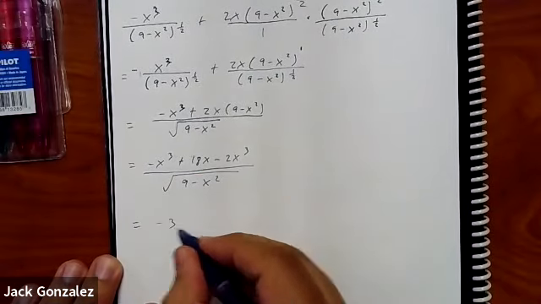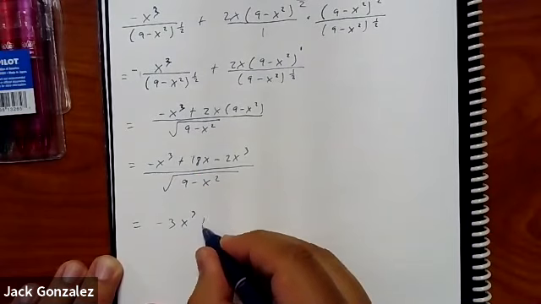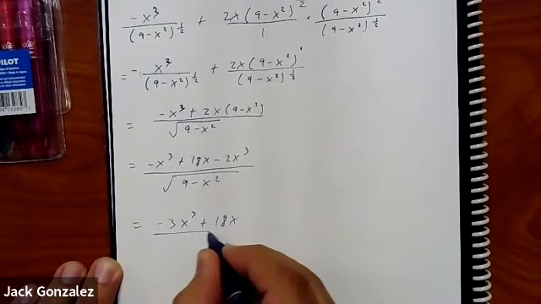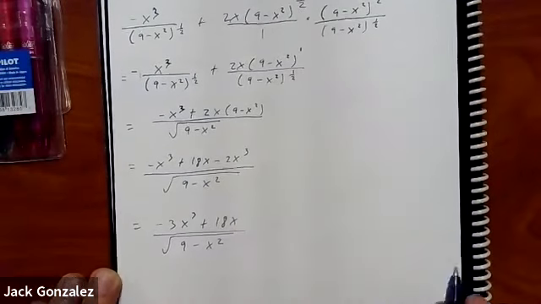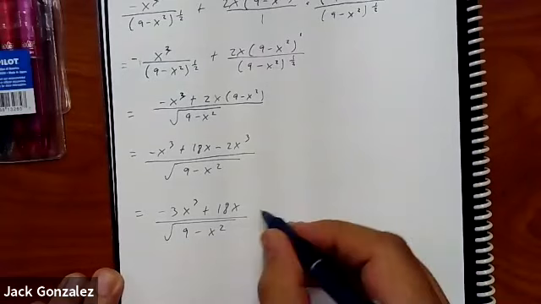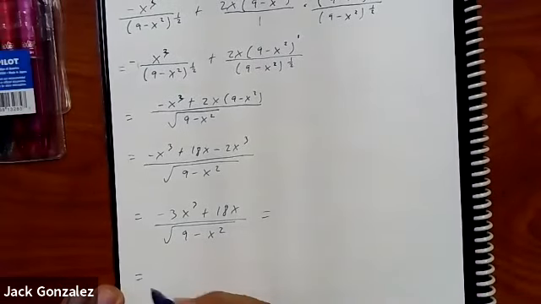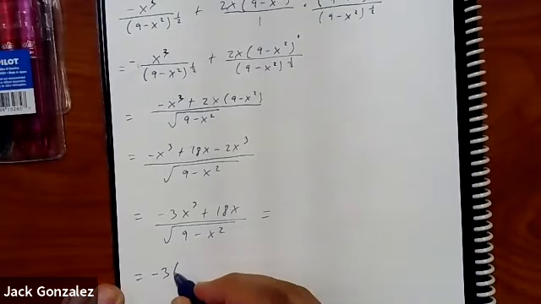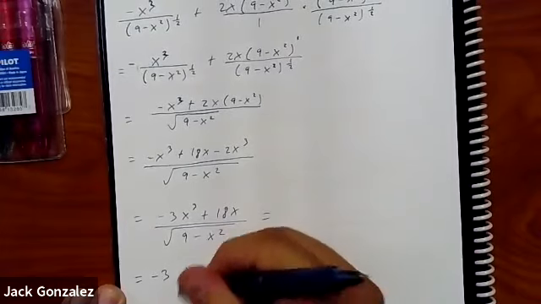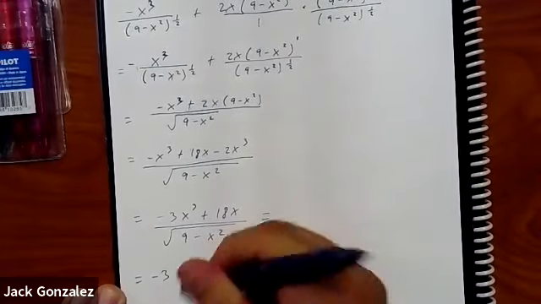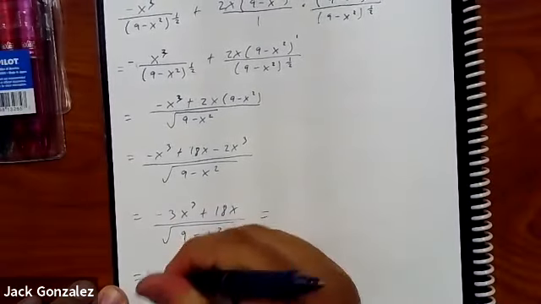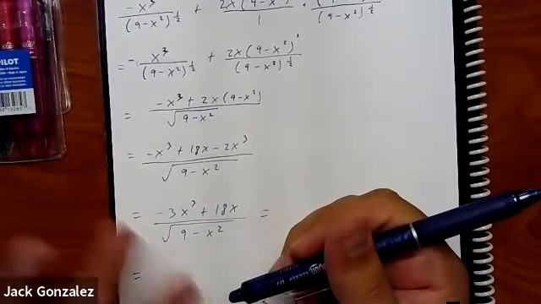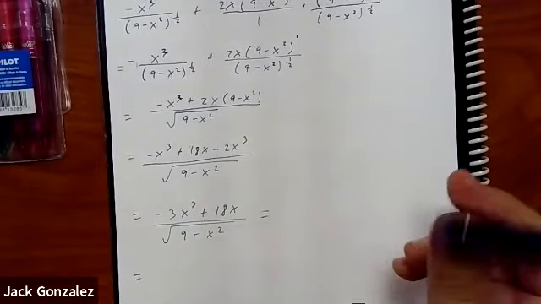This is a negative 3x cubed plus 18x over 9 minus x squared. Not much to do anymore. Let's go ahead and finish it here. You can factor a negative 3, and an x. But I think that's enough personally, but I think the homework factored a 3x for fun. Doesn't cancel at all.